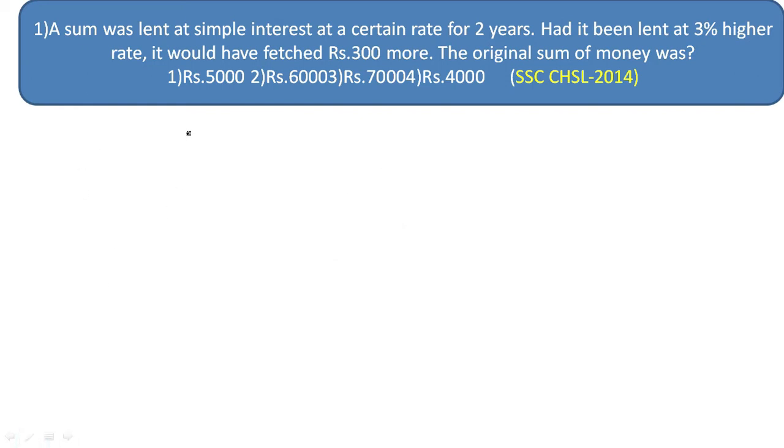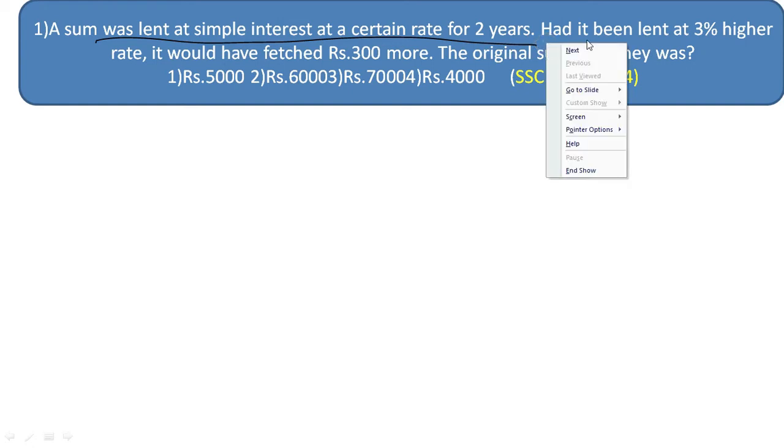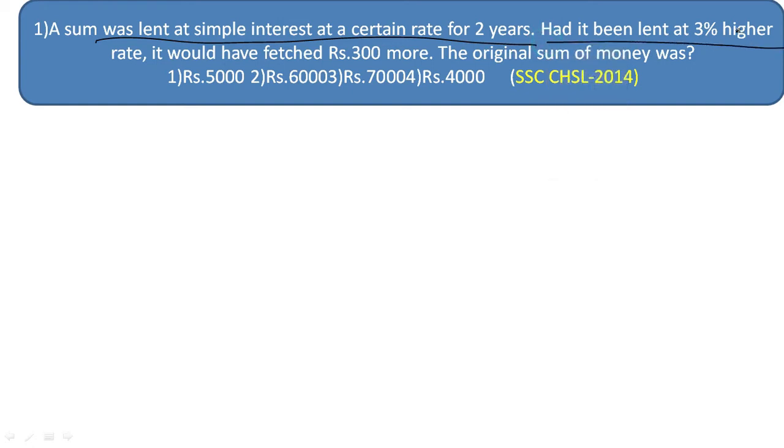Let me start. The first question is: a sum was lent at simple interest at a certain rate for 2 years. Had it been lent at 3% higher rate, it would have fetched 300 rupees more. The original sum of money was? There is no first rate of interest. There is the first case, and the second case is 3% higher rate.